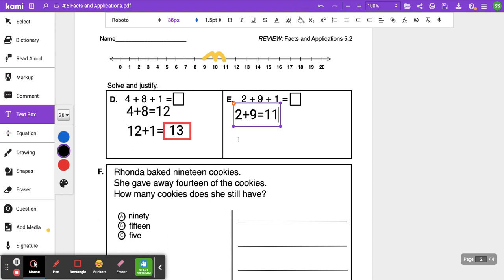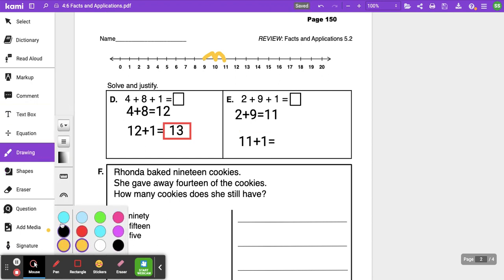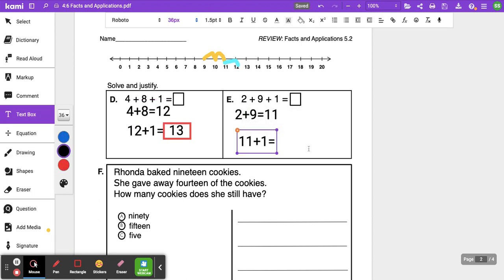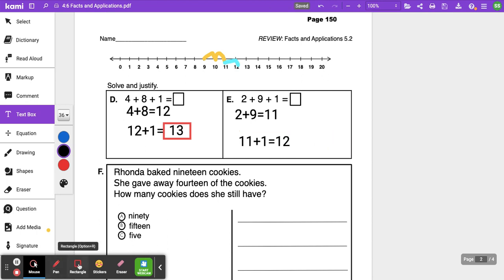Now I'm going to use that number starting with 11. 11 plus 1, because it was 2 plus 9 plus 1. And what does that equal? 11 plus 1, what's the next number? 12. 11 plus 1 is 12. And that would be my sum. That's my answer box, 12.